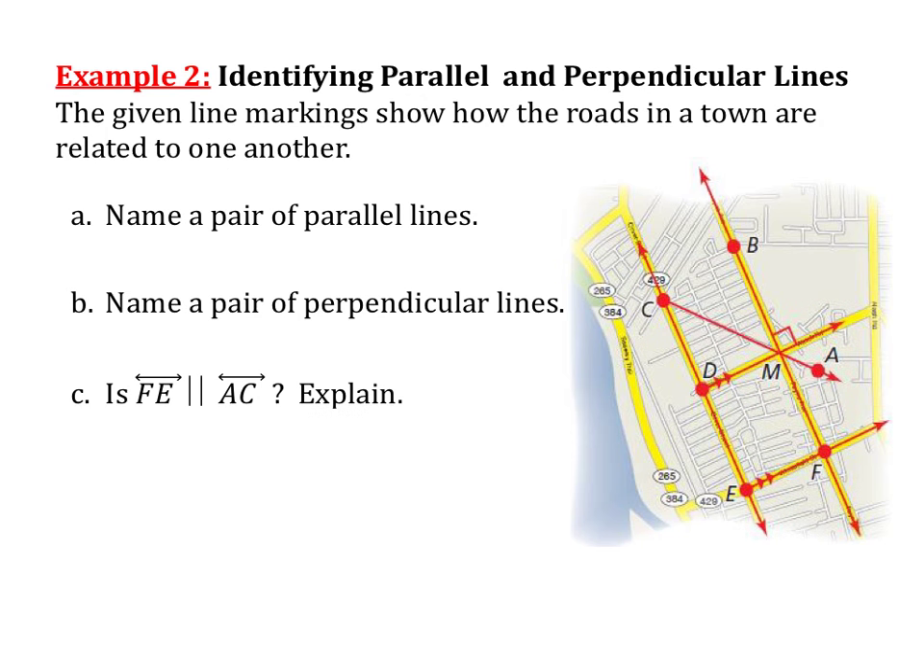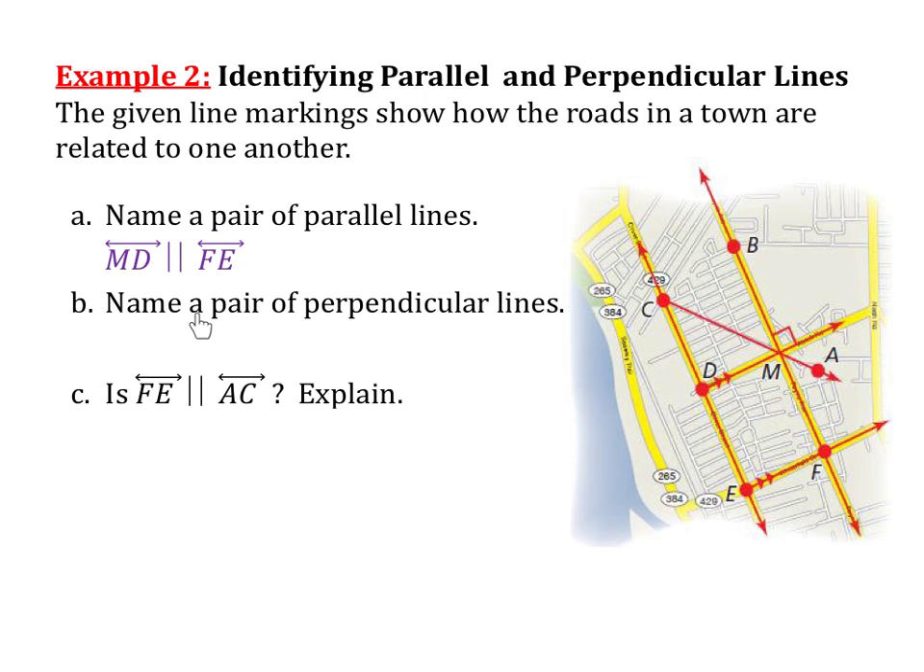All right, let's practice these two new postulates with example 2. The given line markings show how the roads in a town are related to one another. So we've got double markings of arrows here and here, so that means these two lines are parallel. They have matching markings. And then we have this perpendicular symbol. So name a pair of parallel lines. So we can say line MD is parallel to line FE.